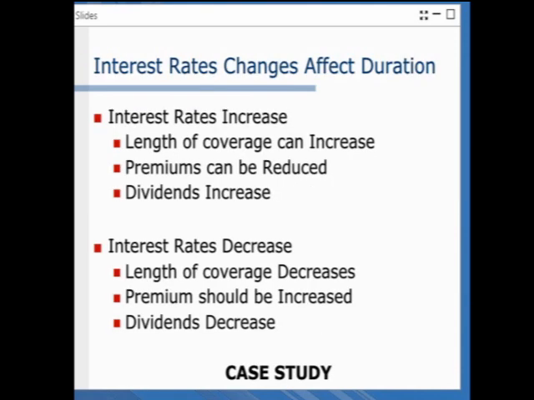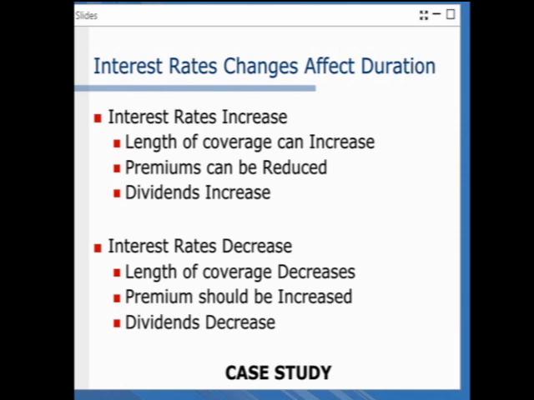Now, what happens when interest rates go up? Everything is good. The length of coverage on a universal policy can be increased, the premiums can be reduced, and the dividends on whole life policies can even be increased. However, when interest rates decrease, as they have over the last 20 some odd years, the duration of coverage decreases. The premiums should be increased, and usually on whole life policies, the dividends decrease.